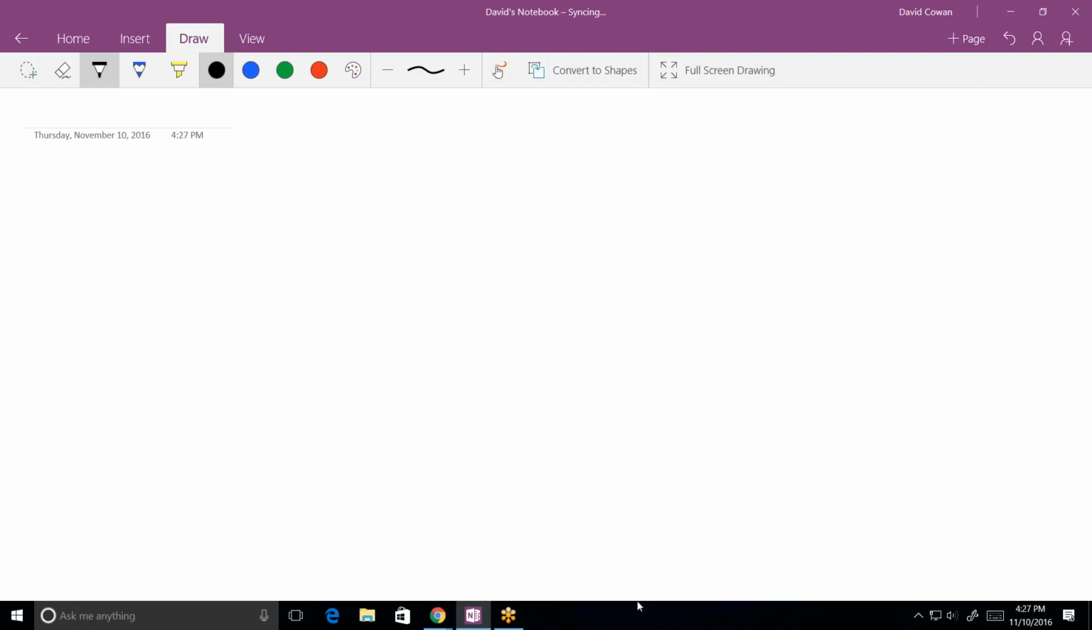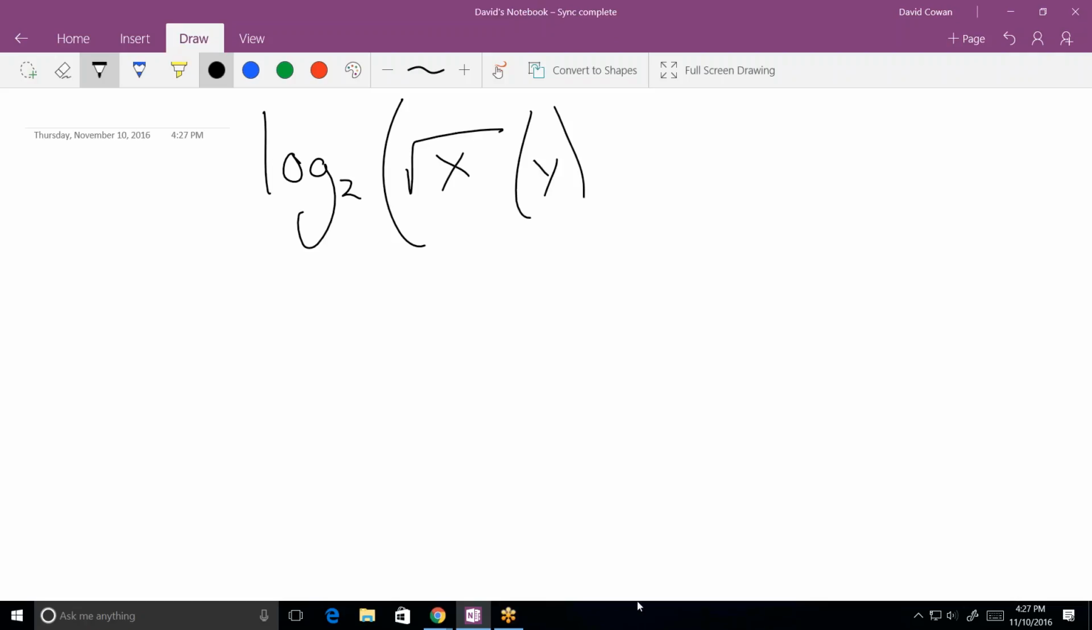56. It is, okay. Or it's expanding. Okay. So it's log base 2 of the square root of x multiplied by y to the 4th, all over z to the 4th.